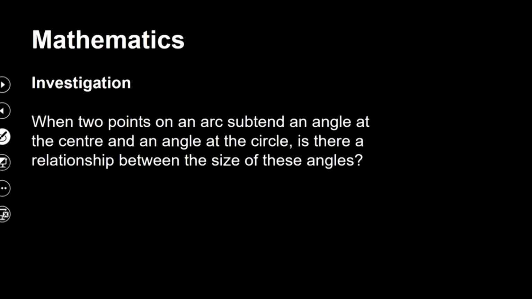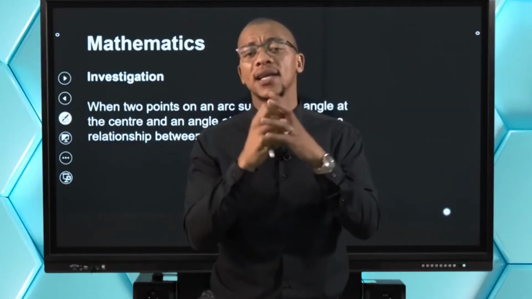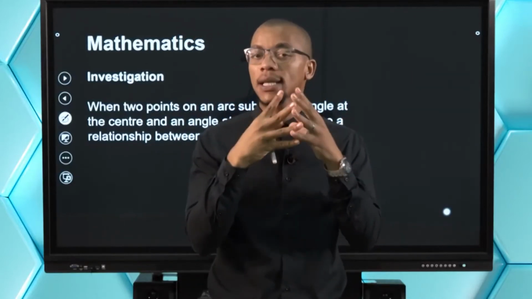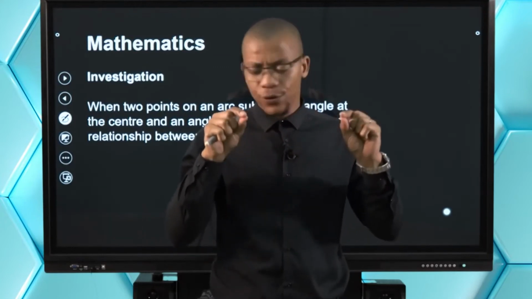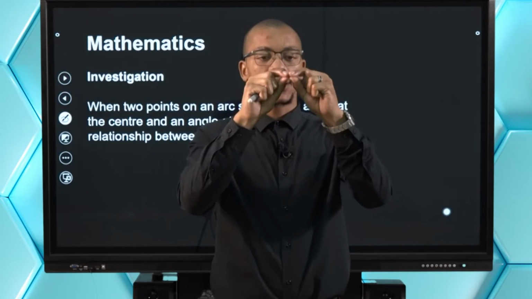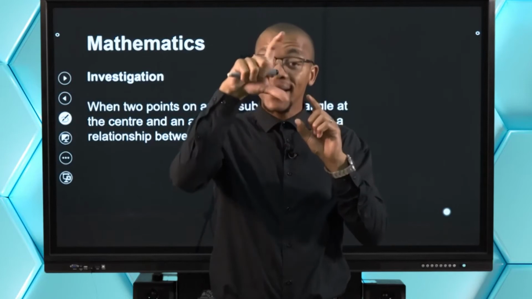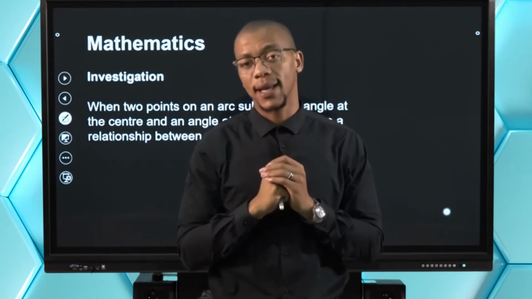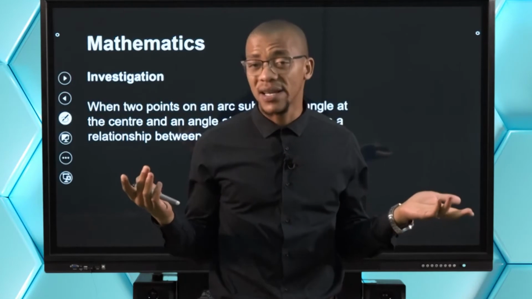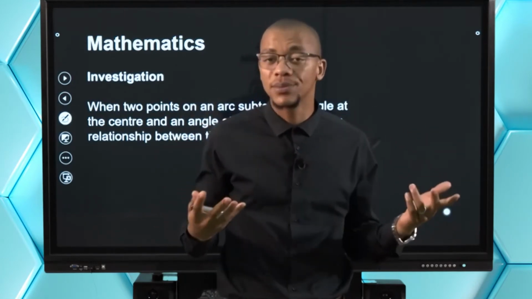The investigation we have is when 2 points on an arc subtend an angle at the center and an angle at the circle or circumference, is there a relationship between these? So I said when I started, we're going to try and look at the relationship between angles in a circle, right? So if from my arc to the center, from my arc to the circumference, same points, what is the relationship of those two angles that I have there? Is there even a relationship for that matter? That's what we're going to be trying to do.